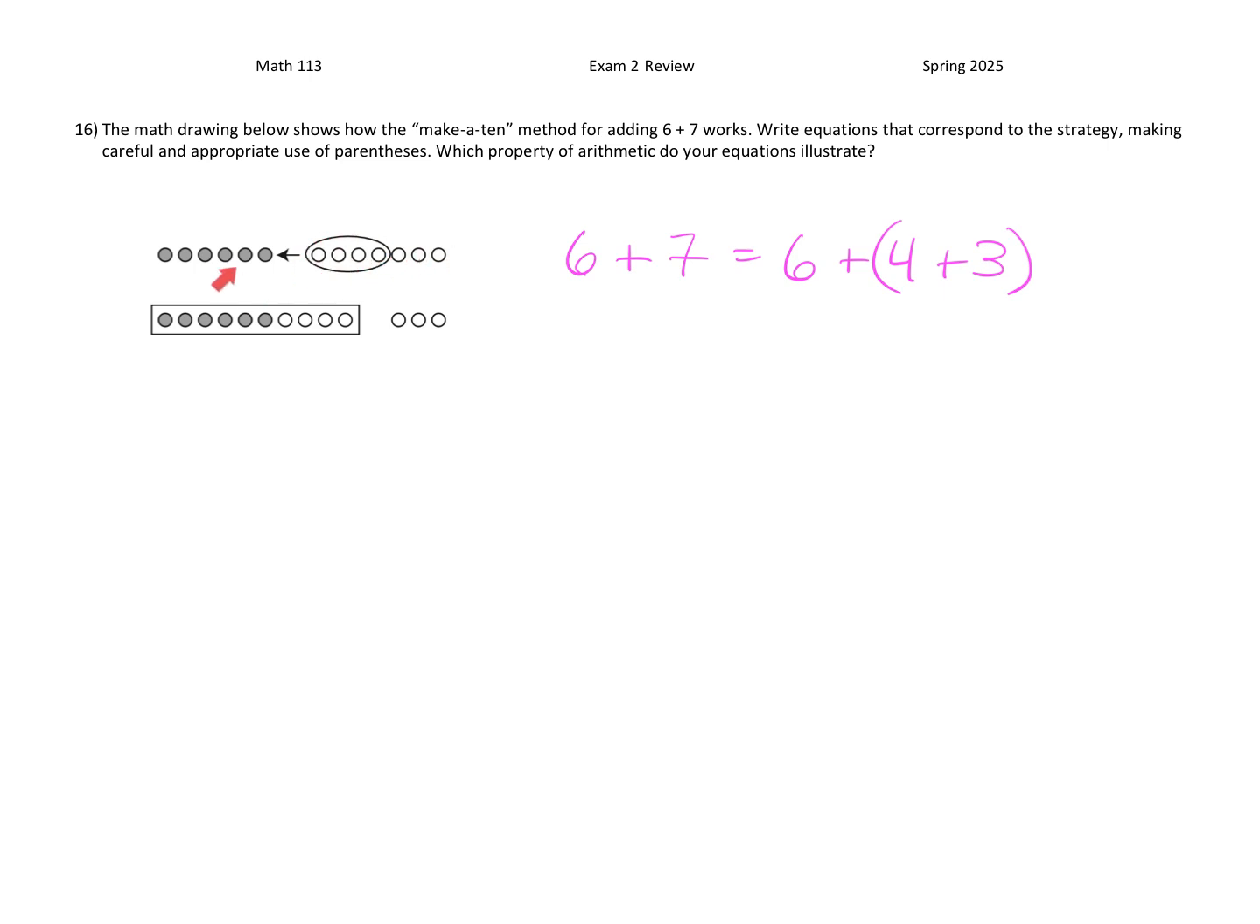Then we're going to give those 4 to the 6 to make a 10. So this is going to be 6 plus 4 plus 3. The 6 plus 4 makes a 10, and we end up with 13. And right here, when I gave 4 from the 7 to the 6, that's the associative property.